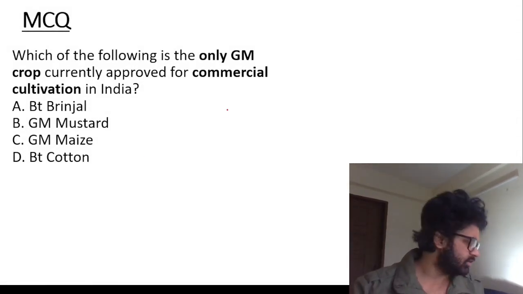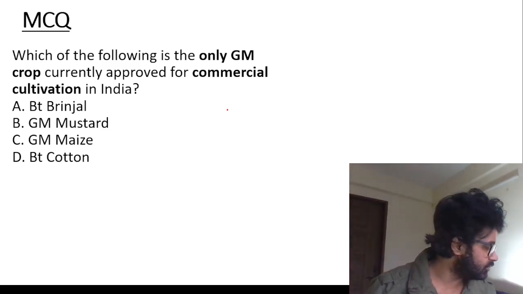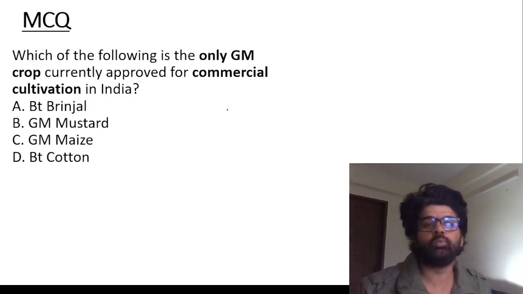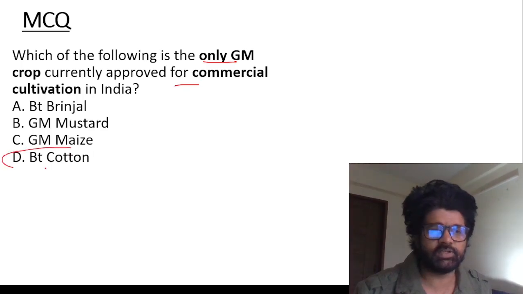Let's solve some questions now so that you can remember whatever we have studied. It's not a big article, but there are terms which you have to keep in mind. Only GM crop currently approved for commercial cultivation is BT cotton.